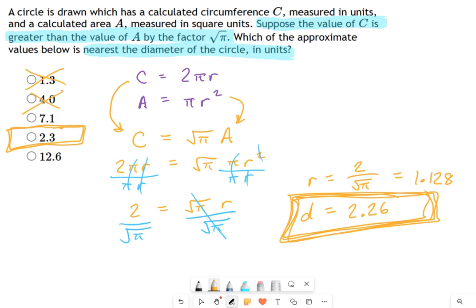So that's how you go about this one. You set up a formula based on the sentence there. You have to convert that sentence into a math equation. And then, as long as you know what circumference and area are, you are good to go.